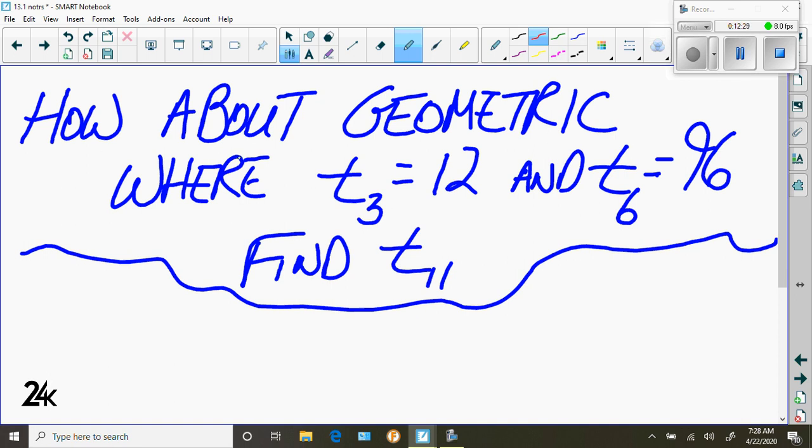Okay. How about a geometric sequence where the third term is 12 and the sixth term is 96, and you're like, what in the what? So the third term is 12, the sixth term is 96, and you're like, how in the world am I supposed to do that? Well, algebraically, we're supposed to do this. Are you ready? Okay. I can still write an equation. It's just going to look weird. Let's talk about the third term.